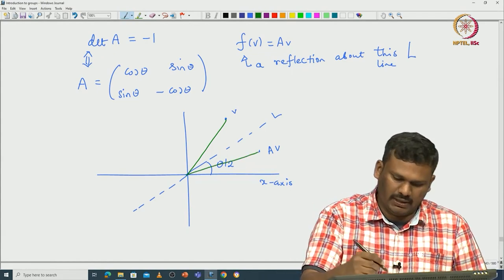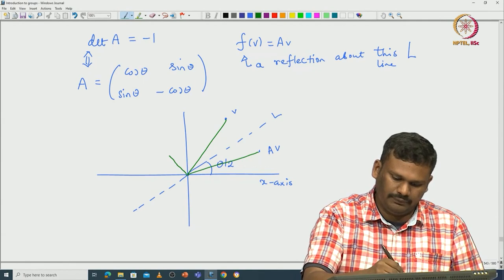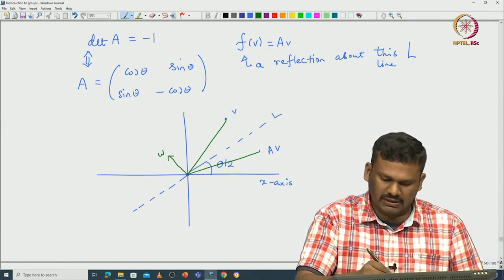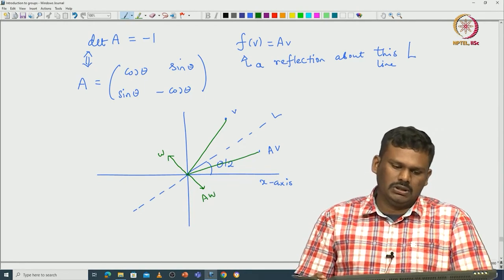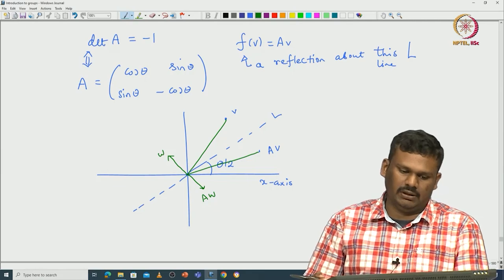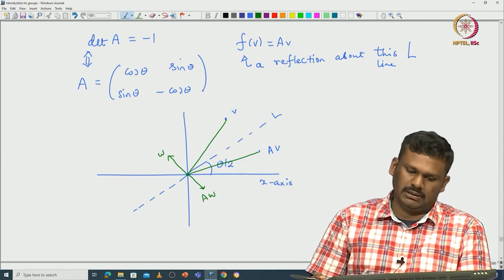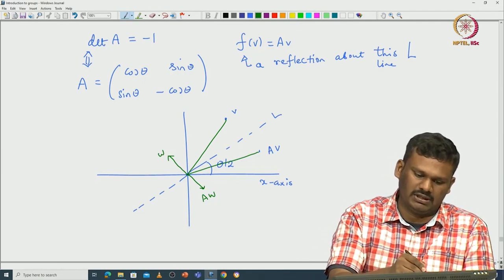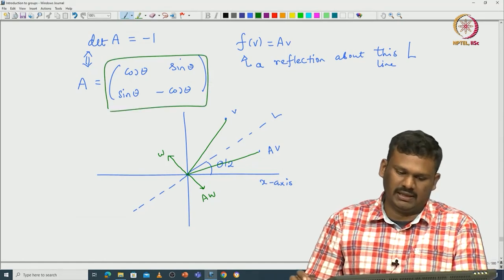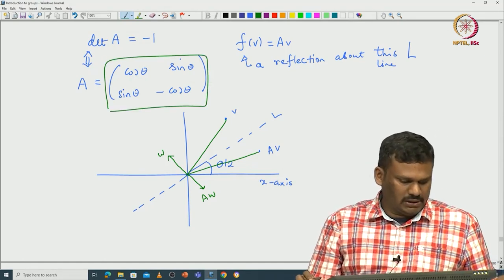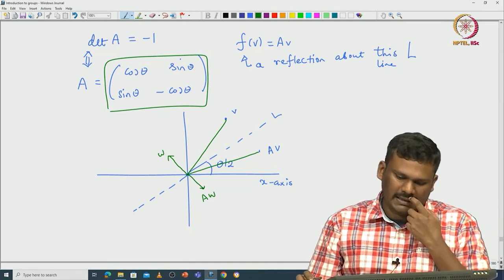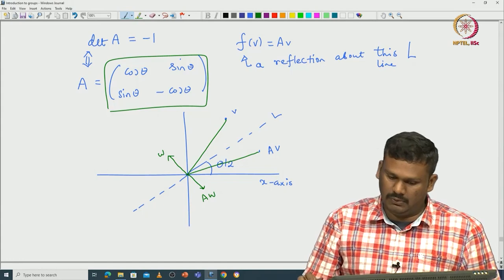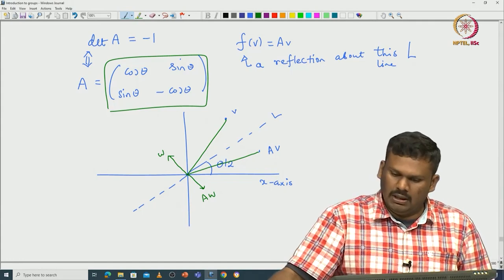If you take this vector V, then the reflection is going to be this. And similarly, if you take some W here, its reflection is going to be somewhere here. This is going to be A W. So, this is the physical interpretation of this particular map, which is given very explicitly using this matrix. Let us actually verify this, because this is something I believe you are seeing for the first time.